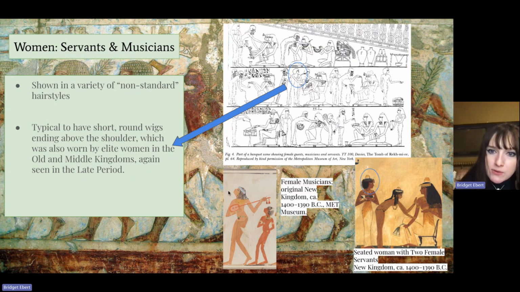So there's also these female musicians from the Middle Kingdom down below at the Met Museum, and they have the short shoulder length round wig and hair.